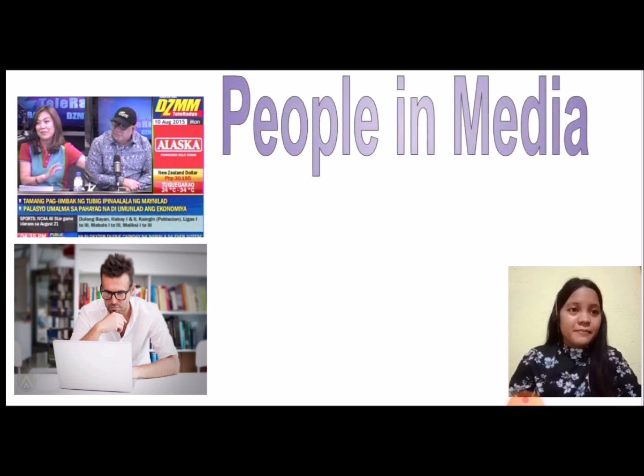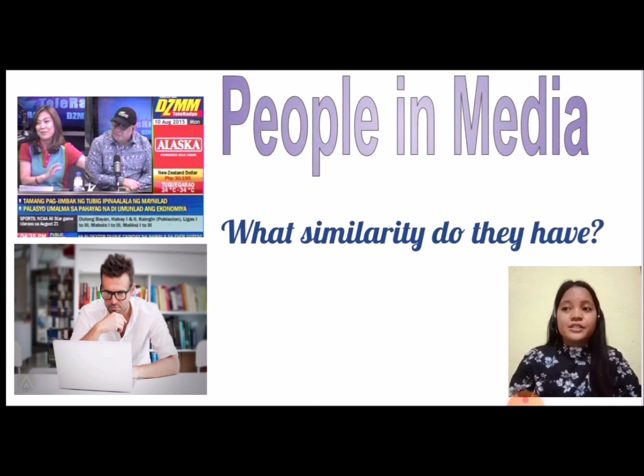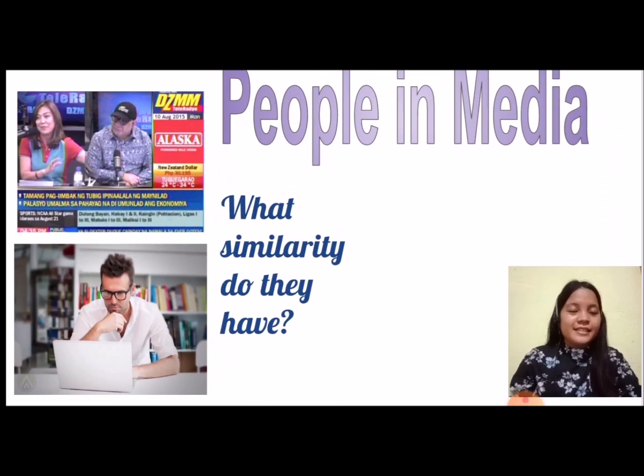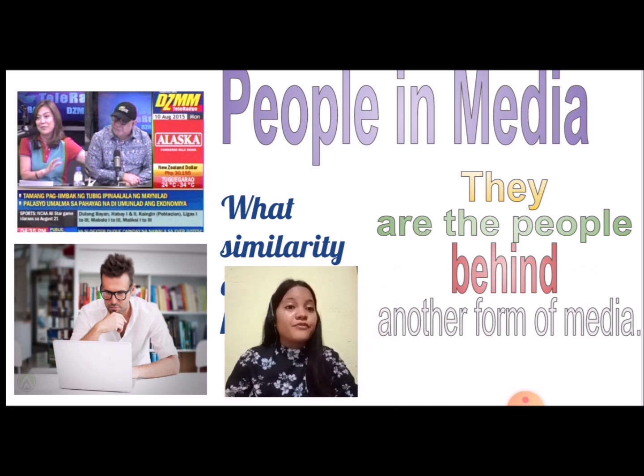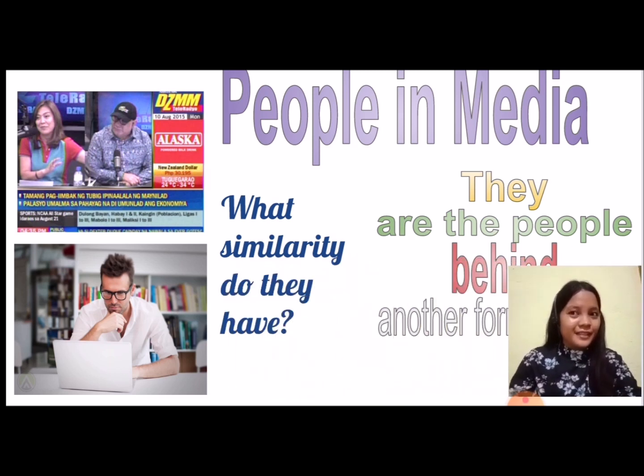Let us again do the same thing. Point out their similarity in terms of how they become the source of information. What do you think? So, the similarity that they have is that they are the people behind another form of media. The news or radio anchors use television, visual media, or radio, audio media, to disseminate information. The blogger, on the other hand, makes use of text media or social media to impart knowledge, and that's what makes them form part of people in media.